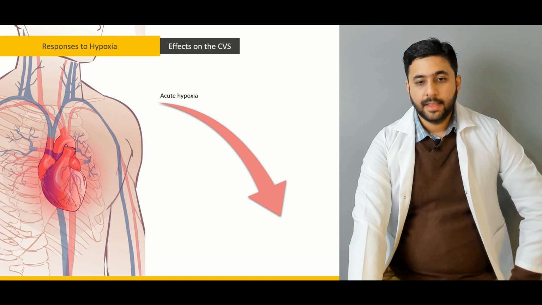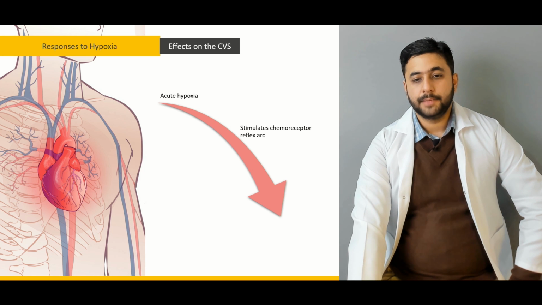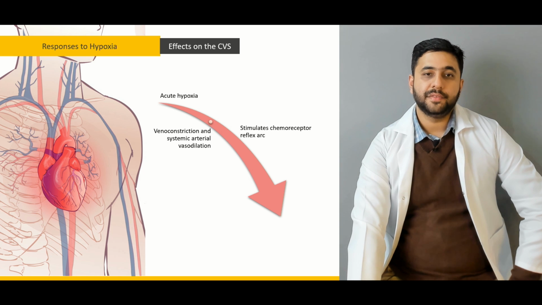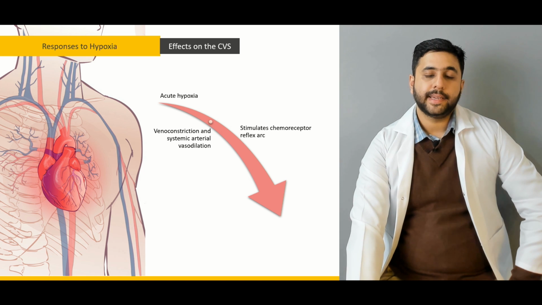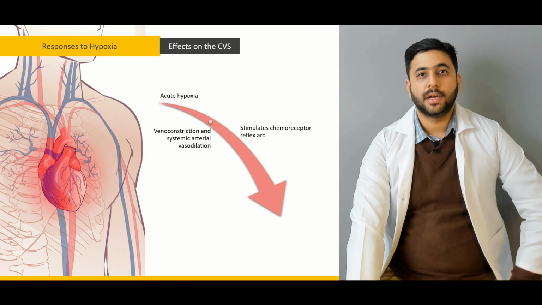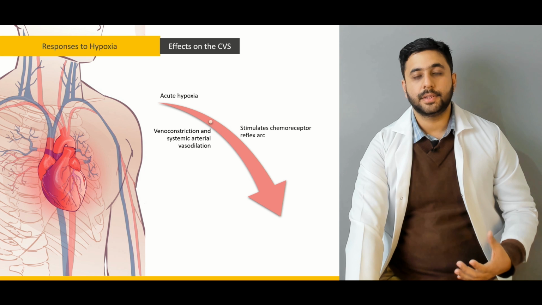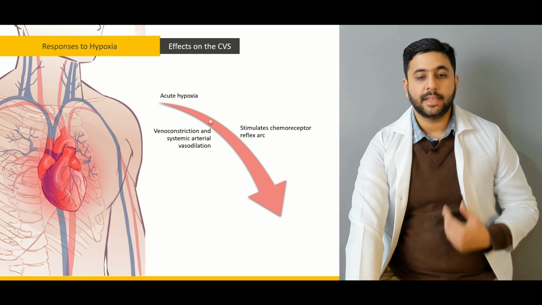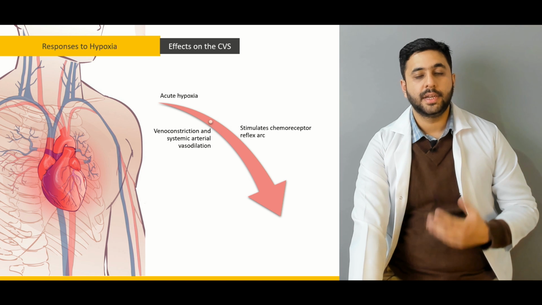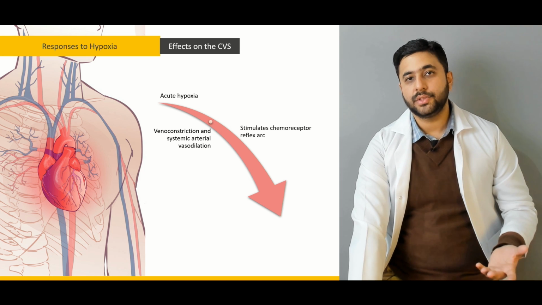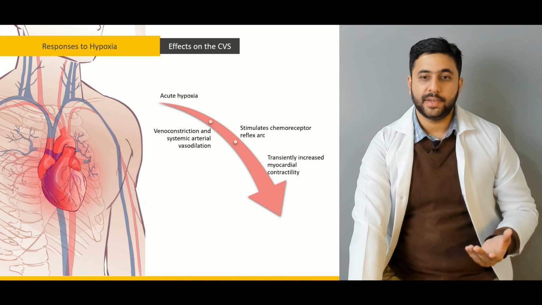So what happens in case of acute hypoxia? The chemoreceptor reflex arc is triggered. That leads to venoconstriction and systemic arterial vasodilation. That compensates for the decrease in the oxygen concentration or the plasma dissolved oxygen. The venoconstriction will move more blood to the cardiac system. The cardiac output will be increased, and there will be an increased flow of blood to the arterial system via vasodilation, so that the cells can have adequate oxygenation and perform their activities.